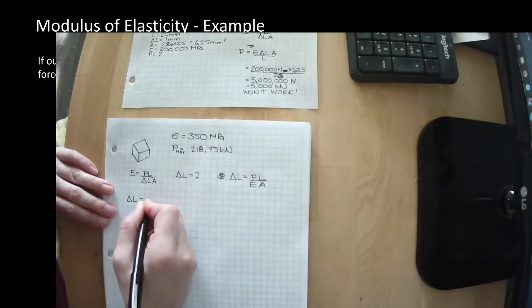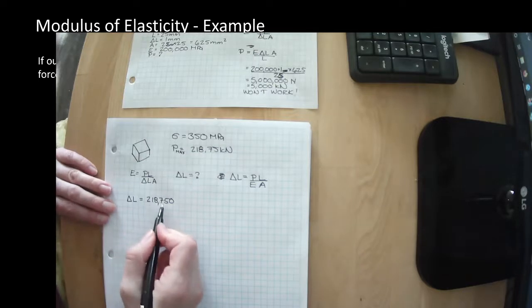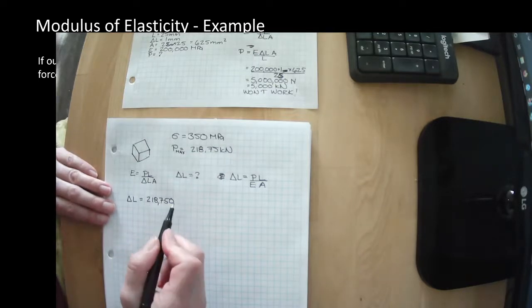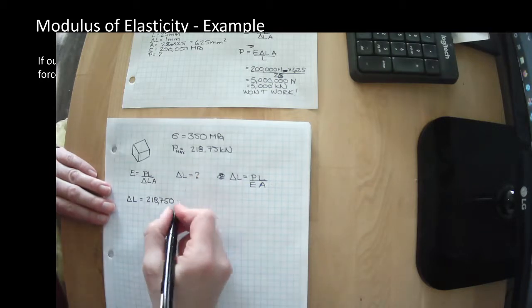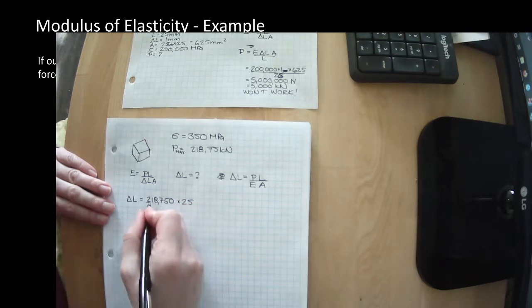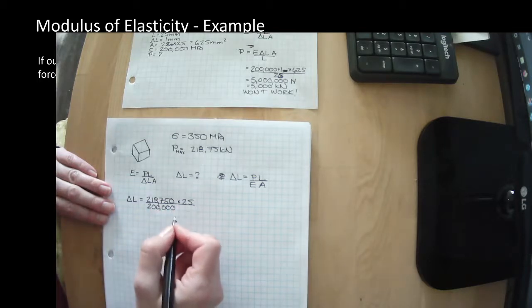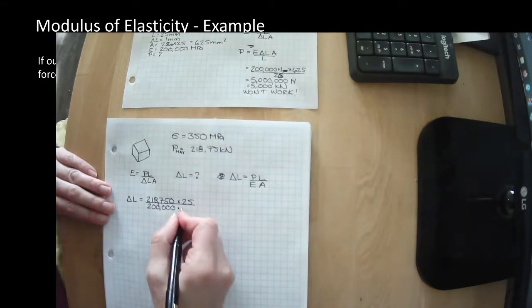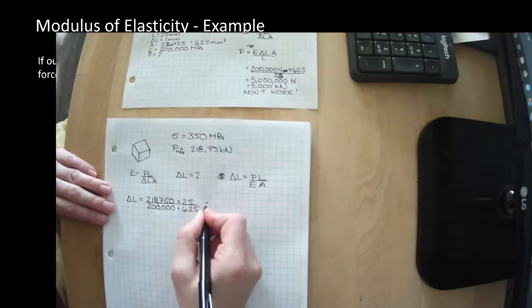Delta L equals 218,750 newtons. I've converted my kilonewtons back into newtons. I didn't write it out. I did it all in one step. Times our length, which is 25 millimeters, divided by 200,000 MPa, which is what we know the E is for steel, and our area, which is 625.